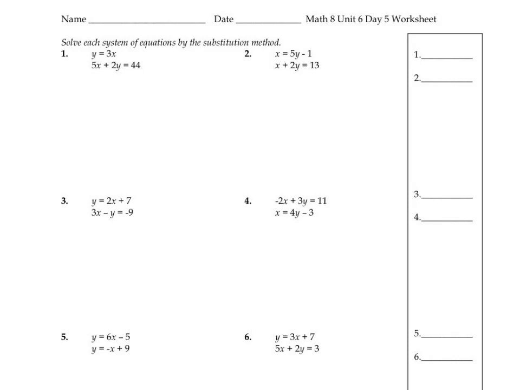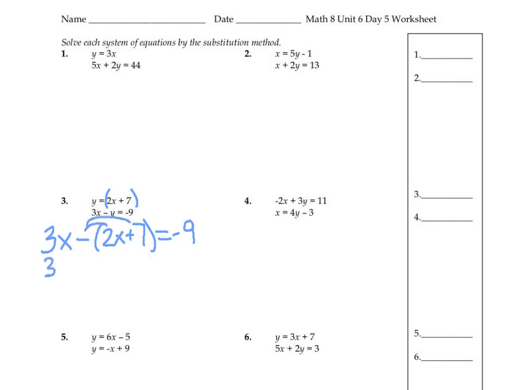So to start, we can notice that the first equation is already solved for y, so it'll be a lot easier for us to just substitute in the first equation into the second equation. So wherever we see a y, we will just place 2x plus 7. So we have 3x minus, and then in parentheses, 2x plus 7 equals negative 9, because we want to put that whole thing that equals y in parentheses so that we can distribute the negative.